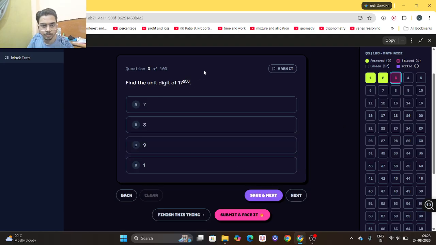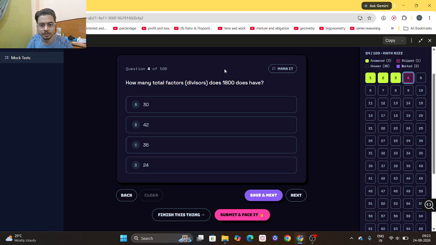Next. Find the unit digit of 17 to the power 256. Again, cyclicity of 7: 7 to the power 1 is 7, 7 to the power 2 is 49, 7 to the power 3 is 343, 7 to the power 4 is 1. 17 to the power 256 is 17 to the power 4 to the power 64, divided by 10. 1.